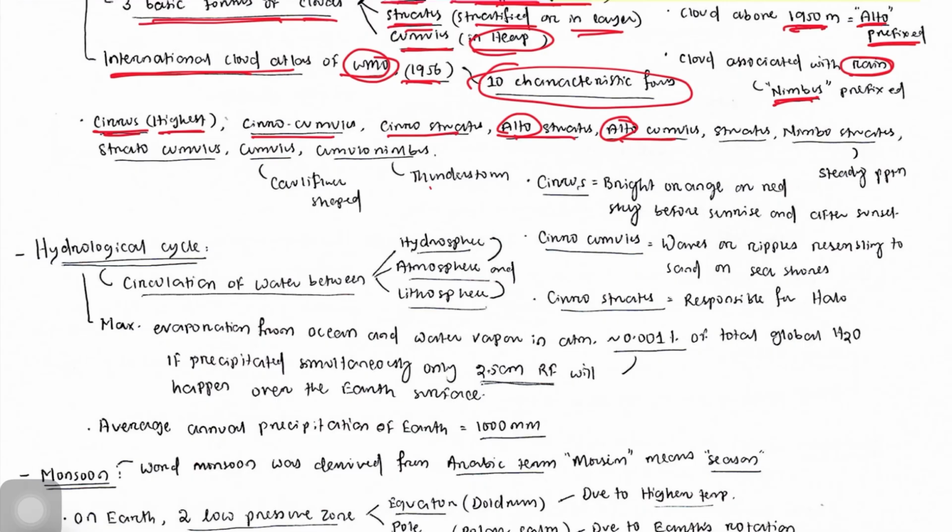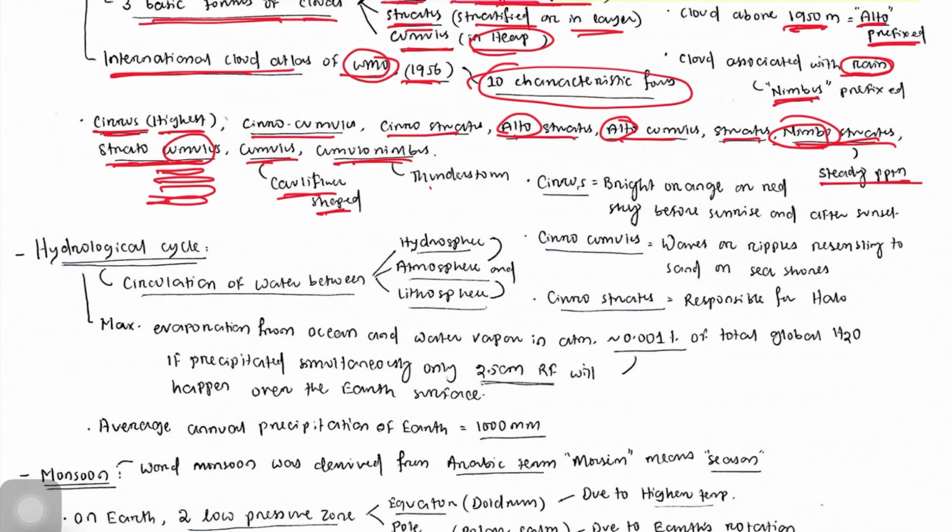above 1950 meter. Then stratus, nimbostratus, where nimbo is used when there is rain, that is rain-bearing cloud. So in nimbostratus you can find steady precipitation. Then stratocumulus. Here what you can observe is stratus in layer form and cumulus in heap. So heap and layer, like this. So that is stratocumulus. Cumulus means heap, cauliflower shape.